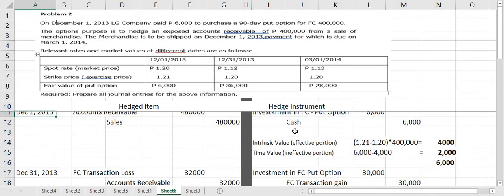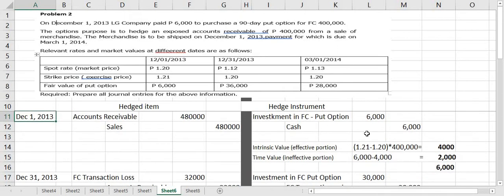Now, the fair value of the option, in this case, the put option, could be classified into two. Meron niyang intrinsic value and or time value. Ayan. How do you compute the intrinsic and the time value of the option? Okay? First is, for the intrinsic value, pagtanungin ka, what is the intrinsic value or the effective portion of the option during this date?